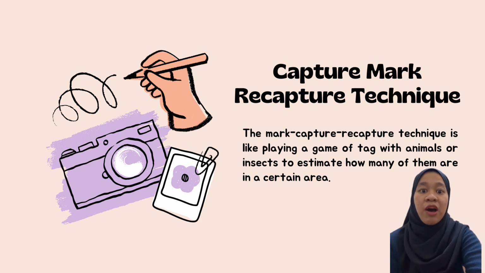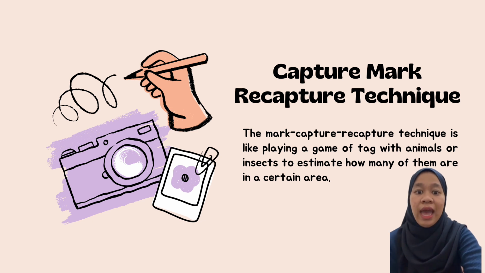By comparing the number of marked and unmarked animals, we can estimate the total population in the area. This method helps in understanding animal populations and their movement, providing valuable data for conservation and management of species. It is widely used for studying animals like birds, fish and insects.